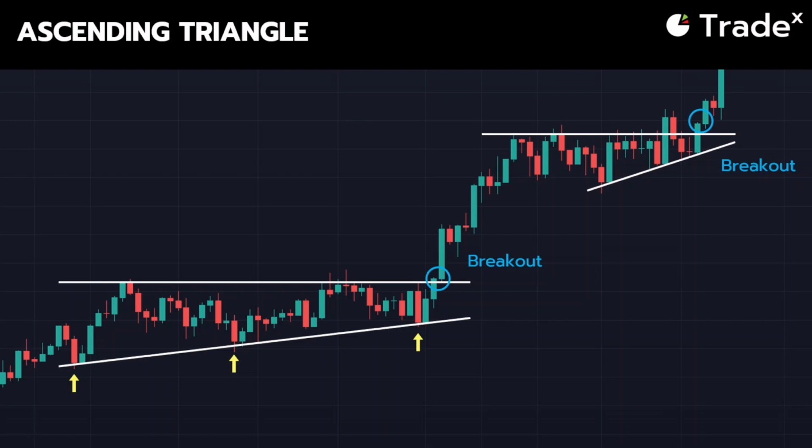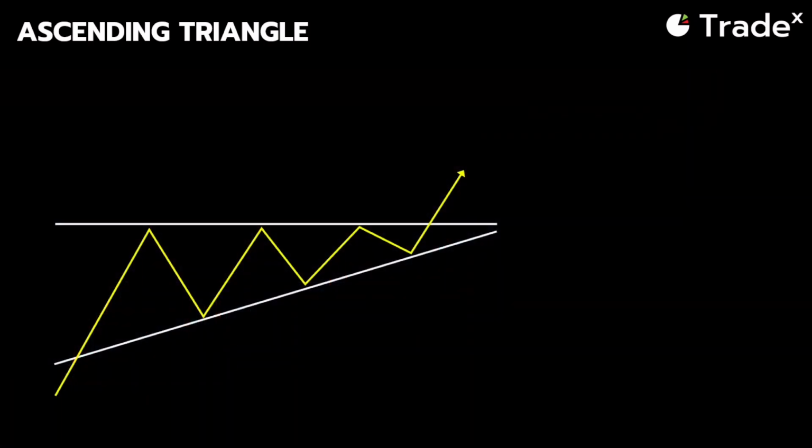However, it's important to be cautious, as sometimes the price may break above the resistance only to pull back quickly, creating a false breakout. Traders often define entry, stop loss, and take profit for the ascending triangle using specific techniques. They enter the trade as soon as the price breaks above the horizontal resistance line of the pattern, signaling a potential continuation of the bullish trend.